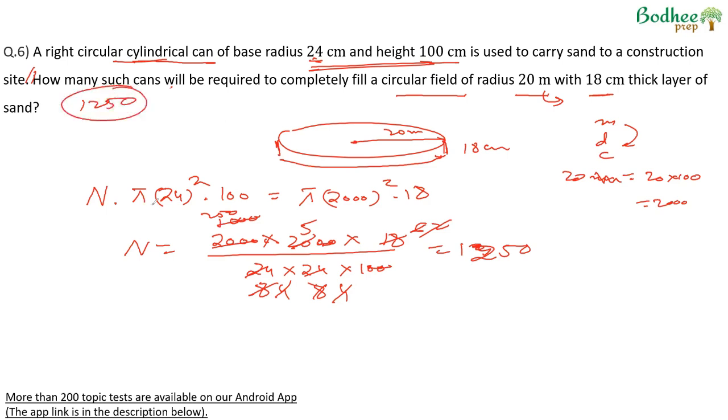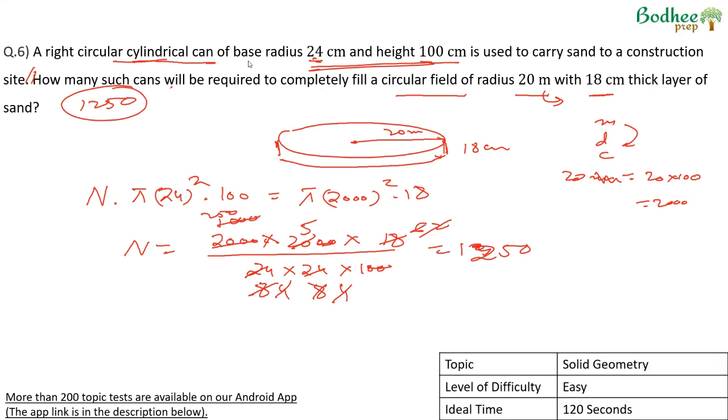Basic calculation. It says the number of cans into the volume of a can should be equal to the volume that needs to be filled. In concept, an easy question. The calculation also should not take more than about 2 minutes.